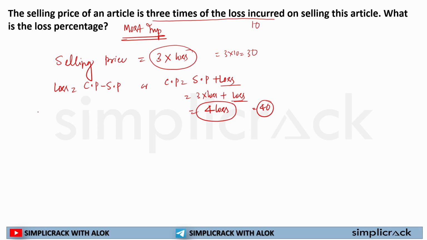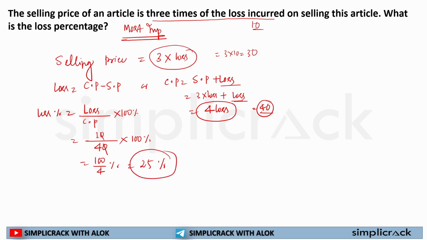Now if I have to find out loss percentage, how would I find out? Loss divided by cost price multiplied by 100%. Now here loss is what? Here loss is 10, because we have taken 10, divided by cost price, which is 40, multiplied by 100%. If I solve 100 by 4%, it will be 25%. I hope you are getting my point.